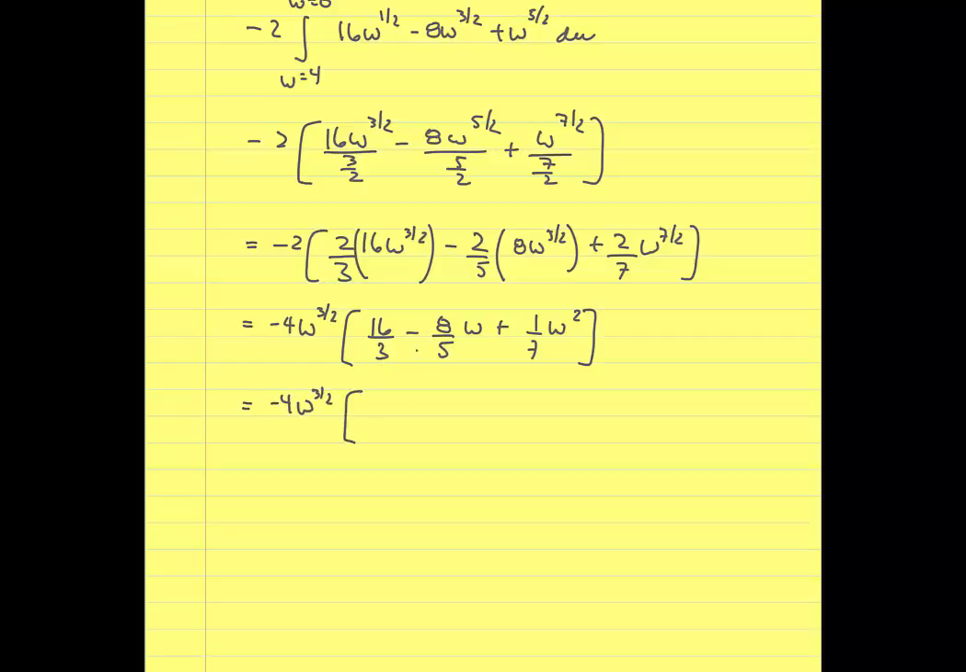So I'm multiplying by 5 times 7 on the top. And here I'm multiplying by 3 times 5. I'm multiplying by what I'm missing. And here I'm multiplying by, actually this would be 3 times 7. And this next one I'm missing the 3 times 5 on the bottom. And this is all over 3 times 5 times 7.